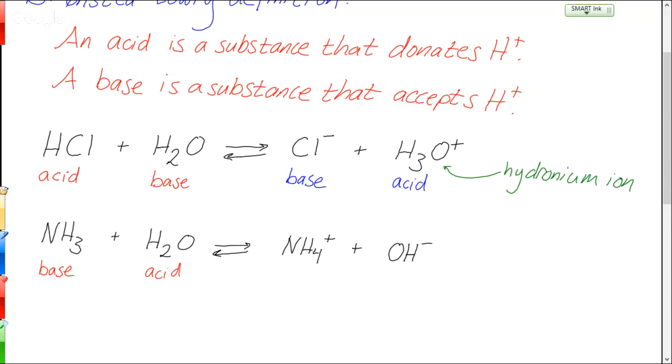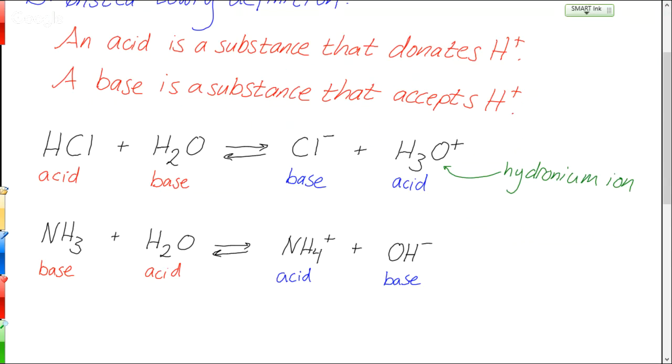What about for the next one down? Which one is acting as an acid going right to left? Which one is donating a hydrogen? Ammonium, right? Because it's going from NH4 plus to NH3 neutral. So this one's now acting as the acid, and this one's now acting as the base.